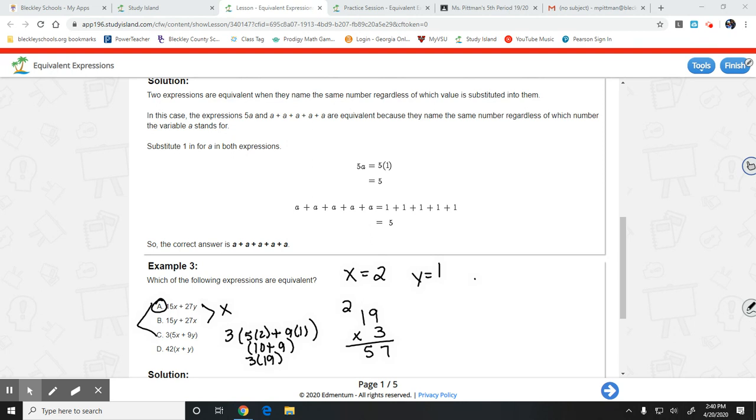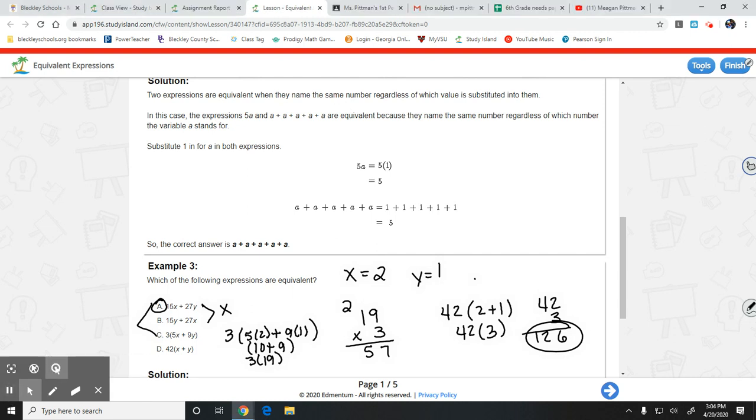Okay, let's just finish up with D. We have 42, plug in x for 2 and y for 1. 2 plus 1 is 3. 3 times 42, so we're going to write it over here. 3 times 42 is 126, so 126 isn't equal to any of the other problems. So the only ones that are equivalent to each other are C and A. That's going to be our answer.